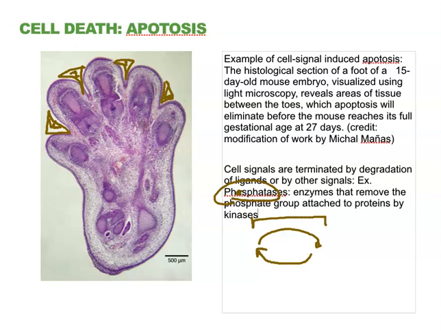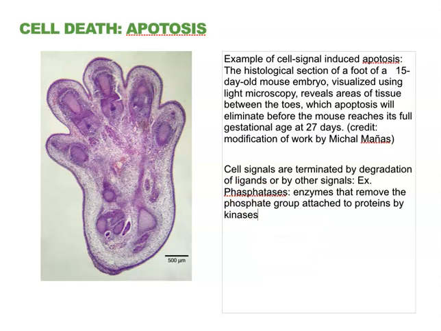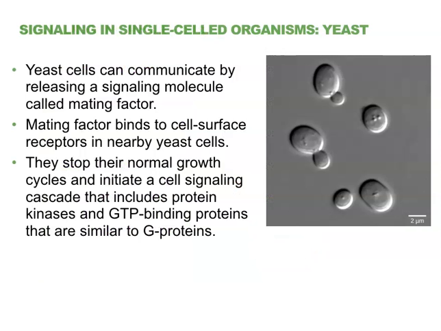Now that's a lot to sort of wrap your brain around, but let's think about how Mother Nature now uses this inside something really simple. We'll think about now singular cell systems where we're talking about yeast. They can use a signaling molecule called mating factor, right?